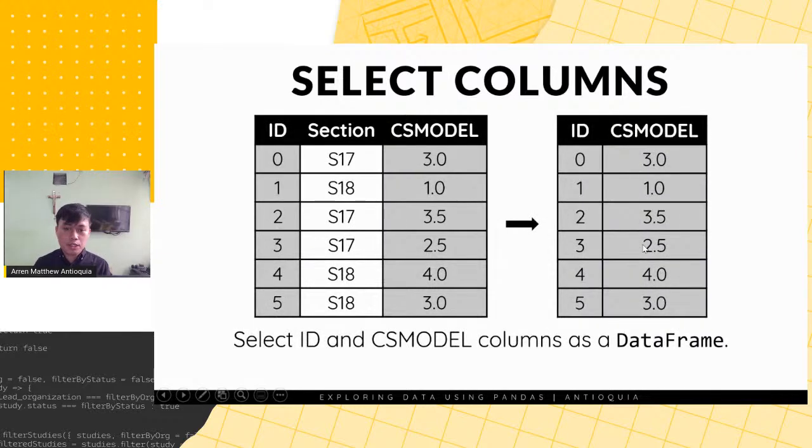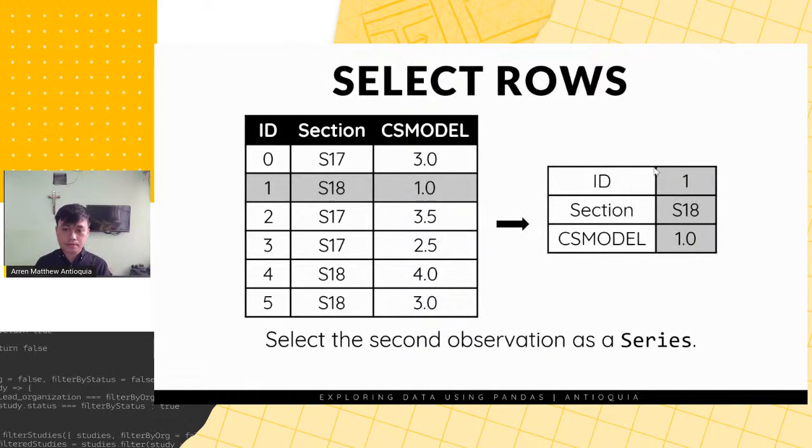You can also select multiple columns. In this example, we're selecting the ID column and the CS model column so that we can produce a smaller data frame, rather, which contains only ID and CS model rates, right? You can imagine that this is similar to what you're doing in databases. Minsan kapag nag-select ka ng certain values in your database, you only want to return specific columns para hindi mabigat yung operations.